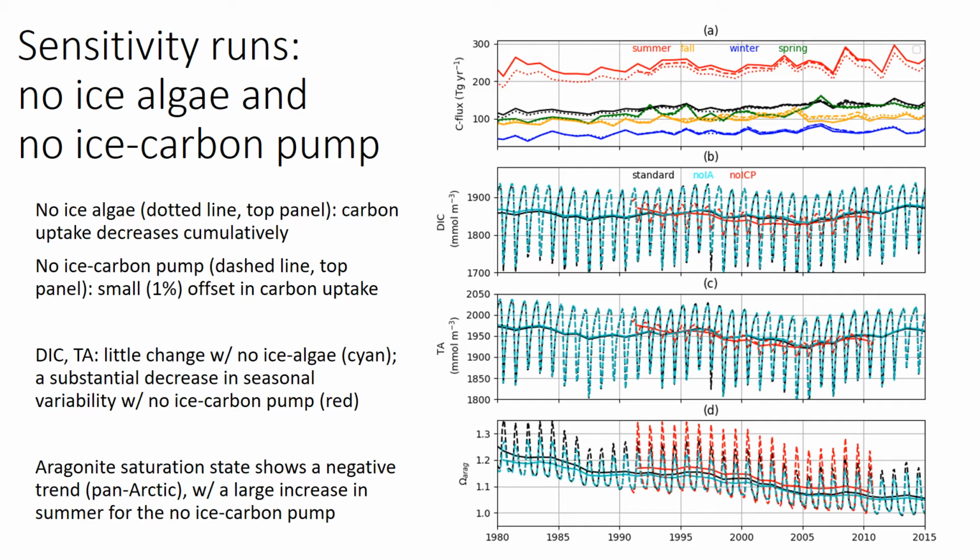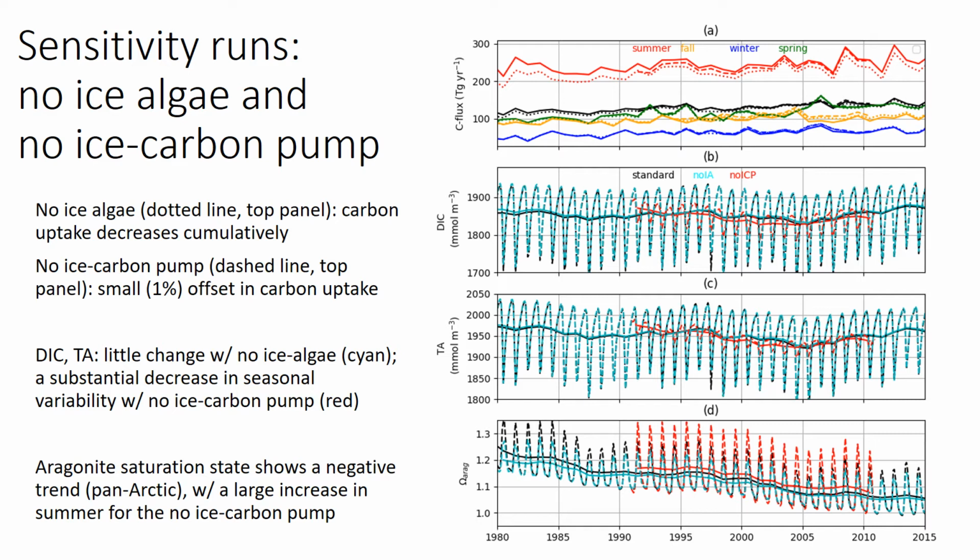You can see a consistent negative offset in the no ice algae run relative to the standard run, which accumulates over the period, leading to a drop in the net carbon uptake by the Arctic Ocean by the end of the 35-year run. In the next figure, you can see that although there's not much difference in the Pan-Arctic sea surface DIC and TA between the standard and no ice algae runs, there's a substantial decrease in the seasonal variability when you compare the no ice carbon pump run to the standard run.